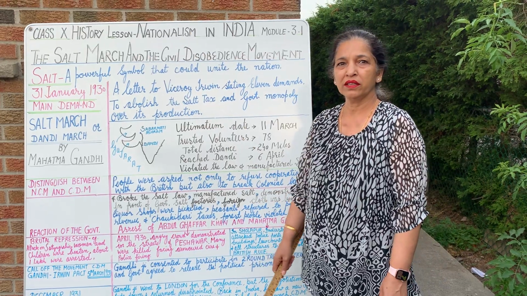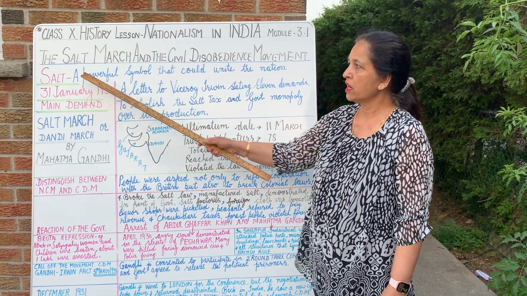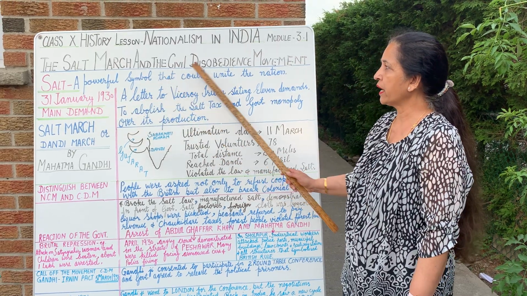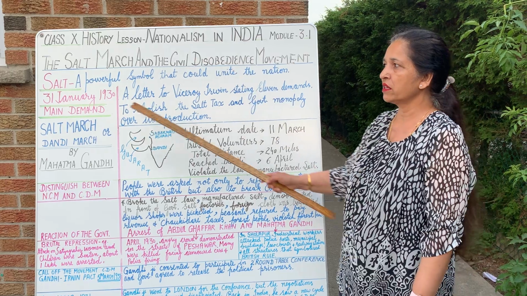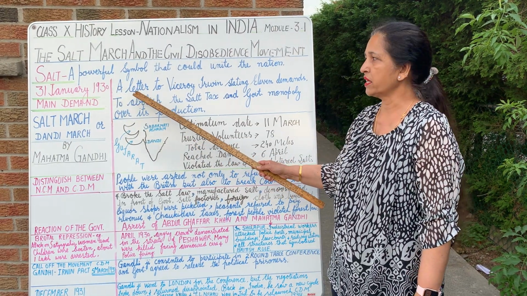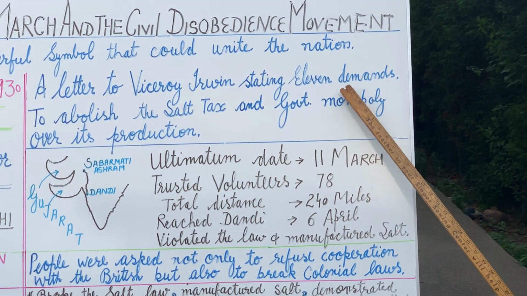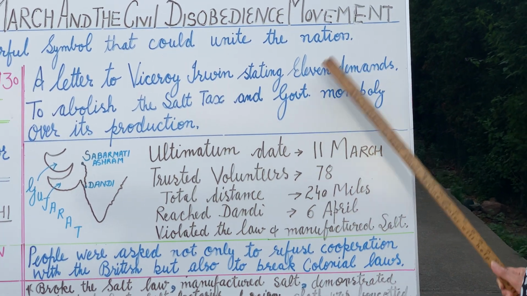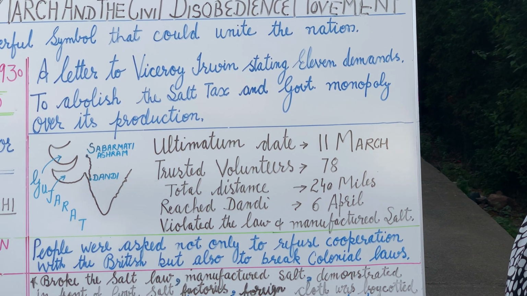Mahatma Gandhi, who led the Civil Disobedience Movement, saw salt as a powerful symbol that could unite the nation. So, with this context, on 31st January 1930, he wrote a letter to the Viceroy, Irwin, stating 11 demands. These demands were of different people, of different communities.